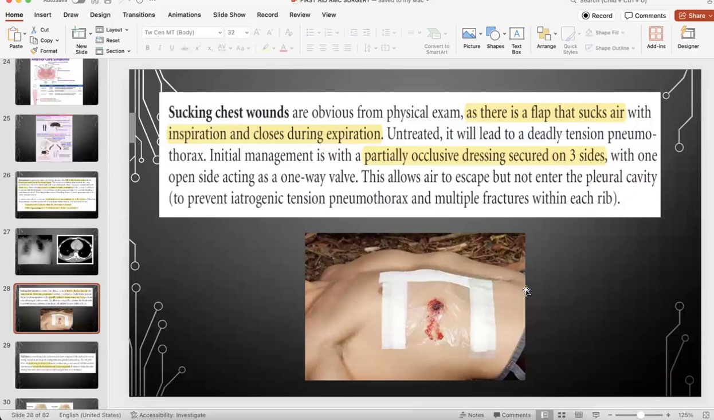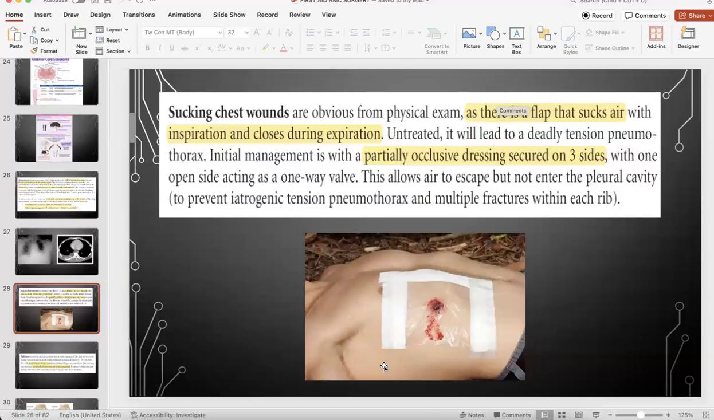Okay? So for a sucking chest wound, the management is a partially occlusive dressing on 3 sides. And when we do this, sometimes when a patient is breathing in, the air is no longer able to come inside through this hole. But when the patient is breathing out, some of the air is coming out through this. So if air comes out, that's fine.